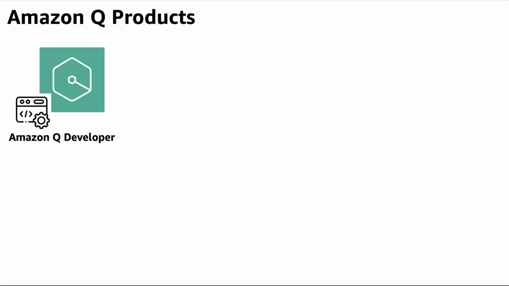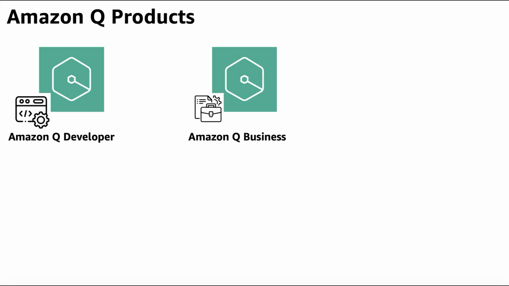First, the Amazon Q Developer, which harnesses cutting edge generative artificial intelligence to accelerate your software development lifecycle. Second, the Amazon Q Business brings together capabilities that will boost employee productivity as they access, analyze, engage, and visualize enterprise data.